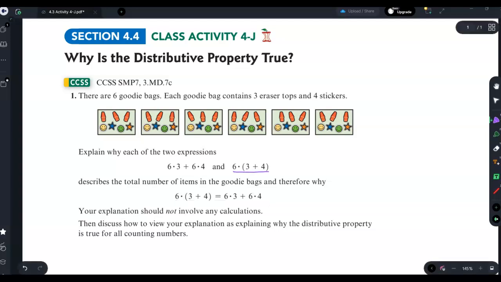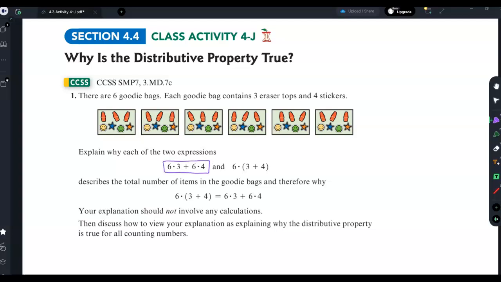So we know if we took this second expression and we were to distribute the 6 inside the parentheses, we would get 6 times 3 plus 6 times 4. So it would give us this first expression. So this is demonstrating the distributive property. And I'm just going to start with the first expression here.